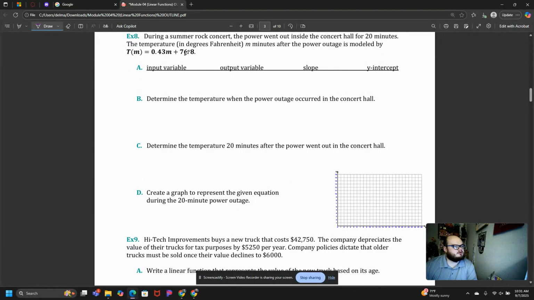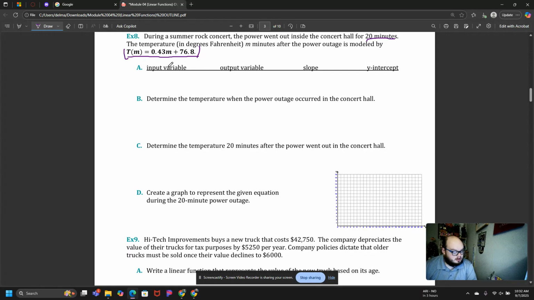So during a summer rock concert, the power went out inside the concert hall for 20 minutes. The temperature in degrees Fahrenheit in minutes after the power outage is modeled by this function. So when the power went out, I guess it was 76.8 degrees in the concert. Okay, I wouldn't have been too excited to have been in a concert that was that warm in the middle of summer.